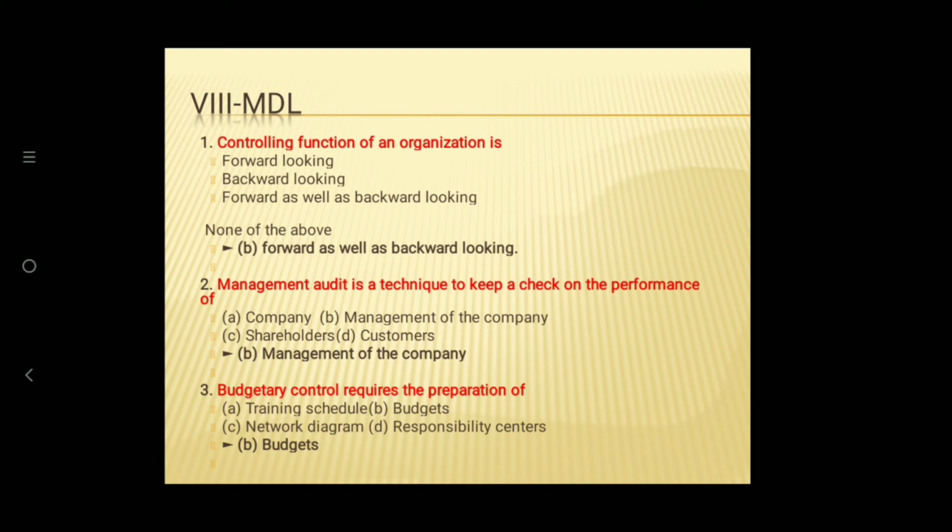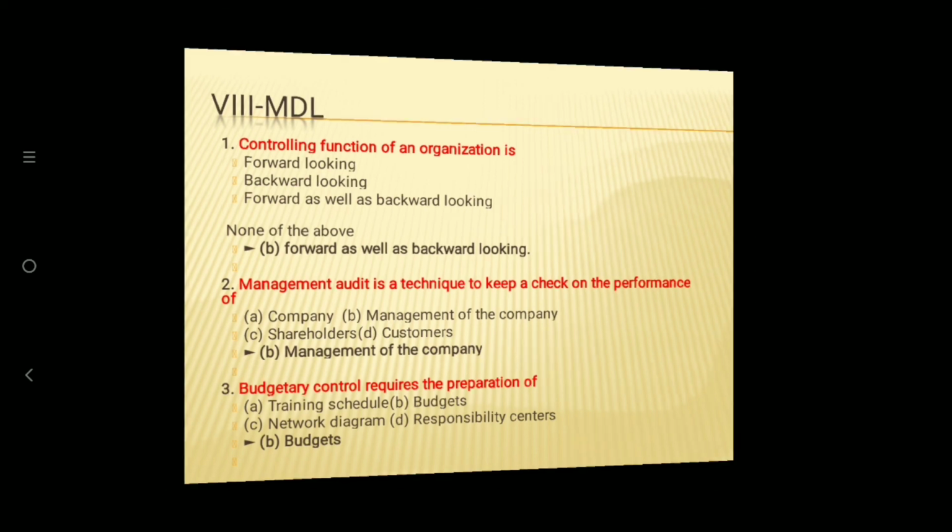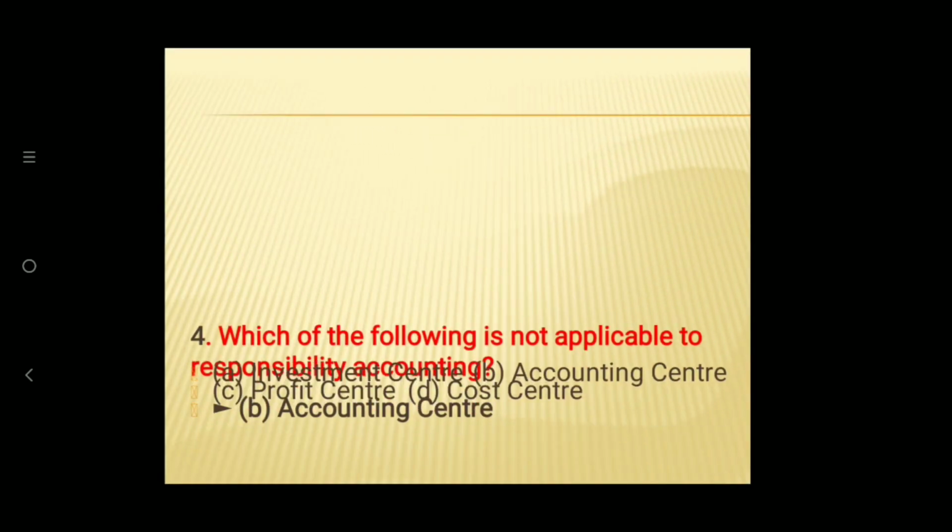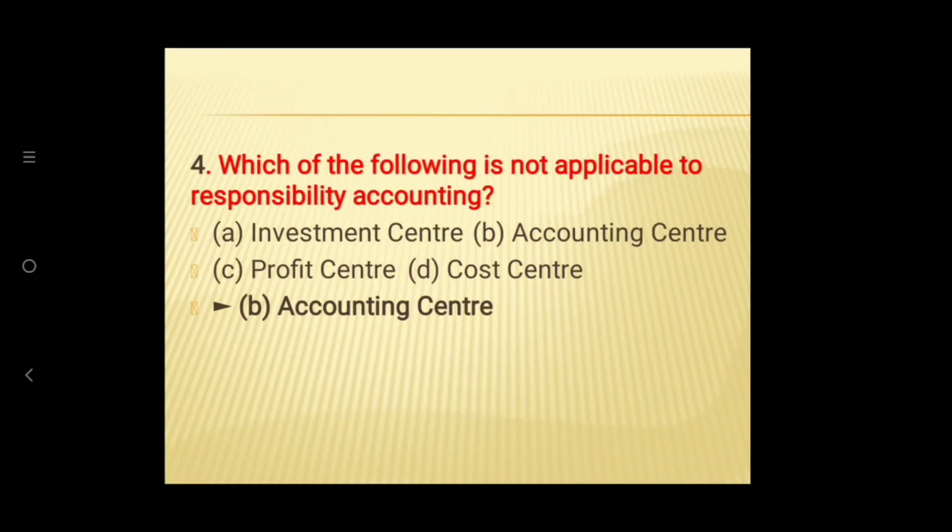Next question, budgetary control requires the preparation of option A, training schedule, B, budget, C, network diagram, D, responsibility centers. Option B, budgets. Next question, which of the following is not applicable to responsibility accounting? Option A, investment center, B, accounting center, C, profit center, D, cost center. Option B, accounting center, the right answer.